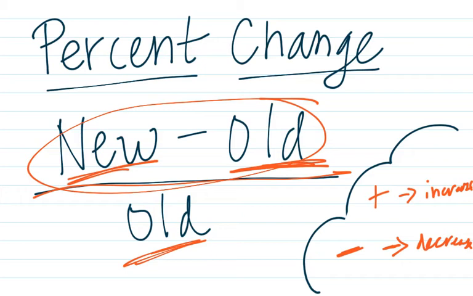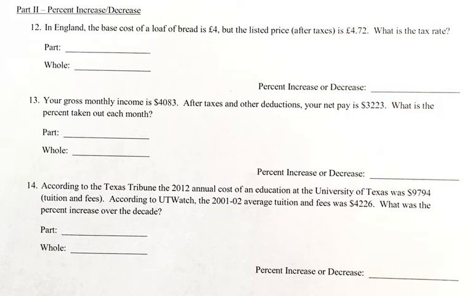Okay, because if our new value is less than the old value, then when we subtract them, we'll get a negative number. Then we divide by the old value, we'll still have a negative number because a negative divided by a positive is a negative. So if we end up with a negative, that indicates a decrease. If we end up with a positive, it indicates an increase. So let's look at two of these examples.